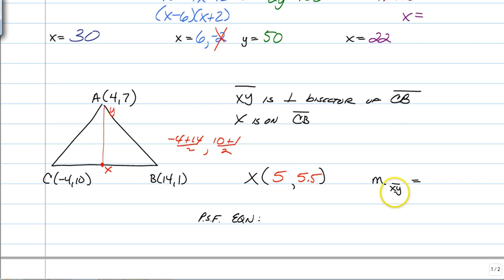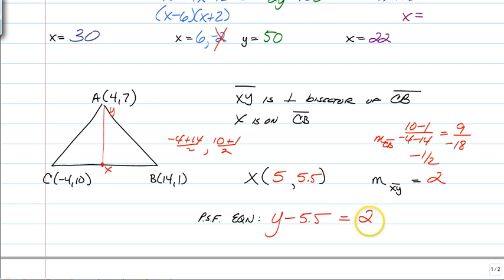The slope of XY. So to find the slope of XY, the first thing you have to do is find the slope of CB. We can do that with the coordinates. So that's going to give us 10 minus 1 over negative 4 minus 14, which is going to give us 9 over negative 18, which is negative 1/2. So if XY is perpendicular to negative 1/2, then the slope of XY is 2. So then finally, to write a point slope form equation, it would just be y minus 5.5 is equal to the slope times x minus 5. And you are good to go.